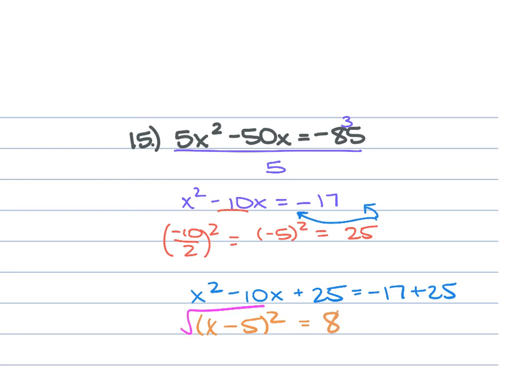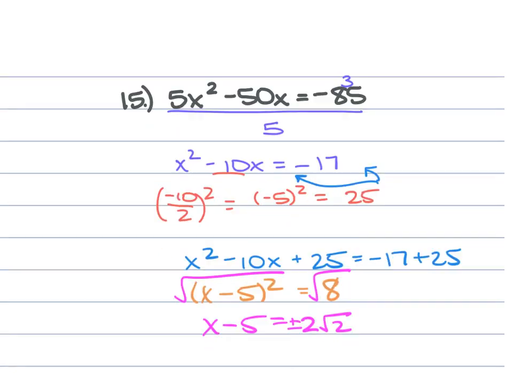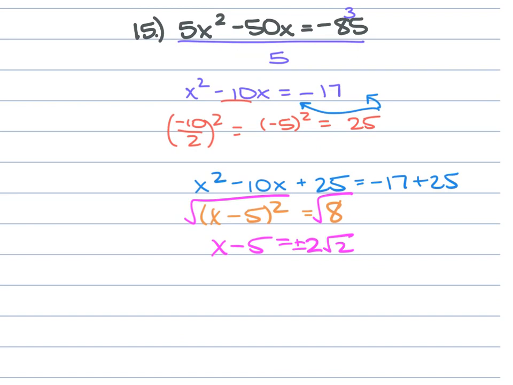So take the square root of both sides. We have x minus 5 is equal to plus or minus 2 square root 2. Then we're going to add the 5 to both sides, and we get that x is equal to 5 plus or minus 2 square root 2.